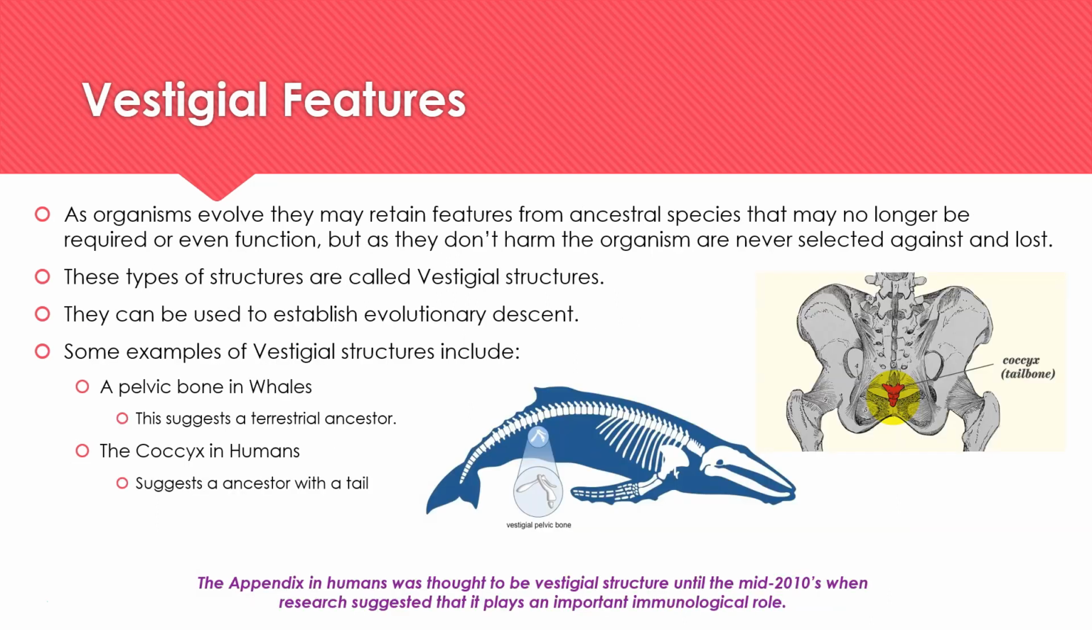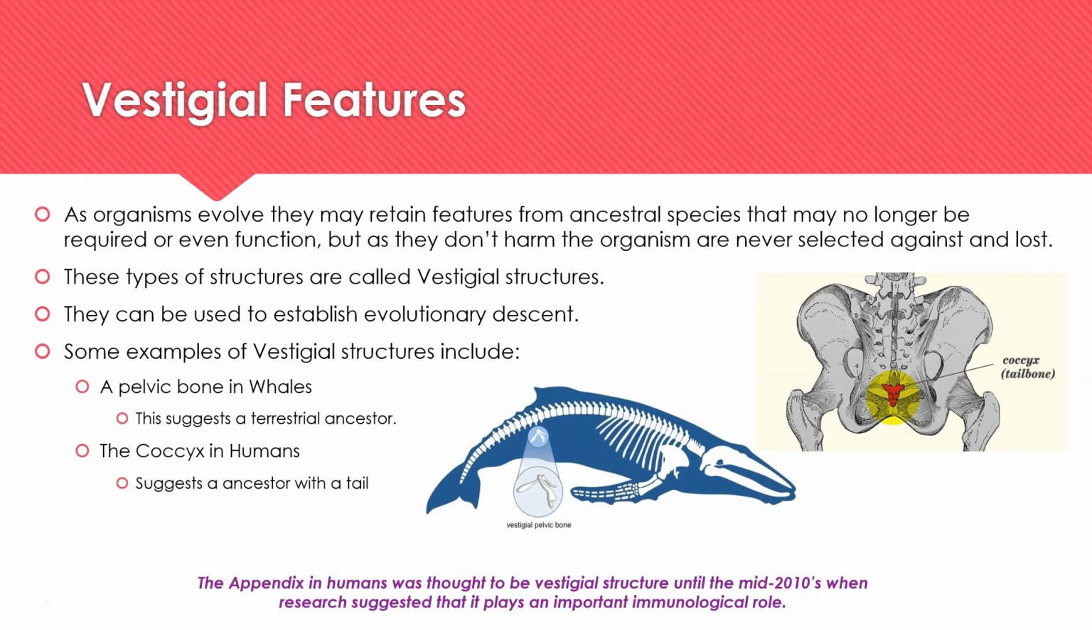So our vestigial features are where we've had an organism evolve, but there's been some feature that no longer really does a function, but it's not necessarily causing any harm to the organism. So there's nothing to select against it to cause it to be unfavoured. It just doesn't do anything. It's not particularly favoured anymore. So as these structures don't harm the organism, they're never selected against and they're never properly lost out of it. They're not having nature sort of work against them to get rid of them.